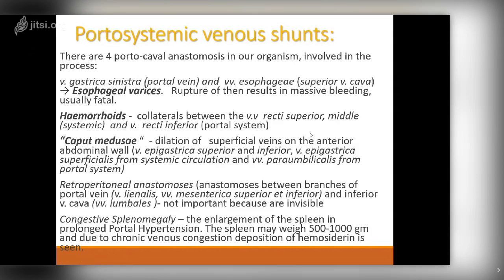And caput medusa, it is a dilation of superficial veins on the anterior abdominal wall, where we can see fusion of veins from the system of superior and inferior vena cava, as well as from branches of portal vein. And also there is a fourth anastomosis that is not of clinical use, retroperitoneal anastomosis, but we remember about them just in theory. And as I told you already, congestive splenomegaly is not a manifestation of portosystemic shunts, but a very important manifestation of portal hypertension.